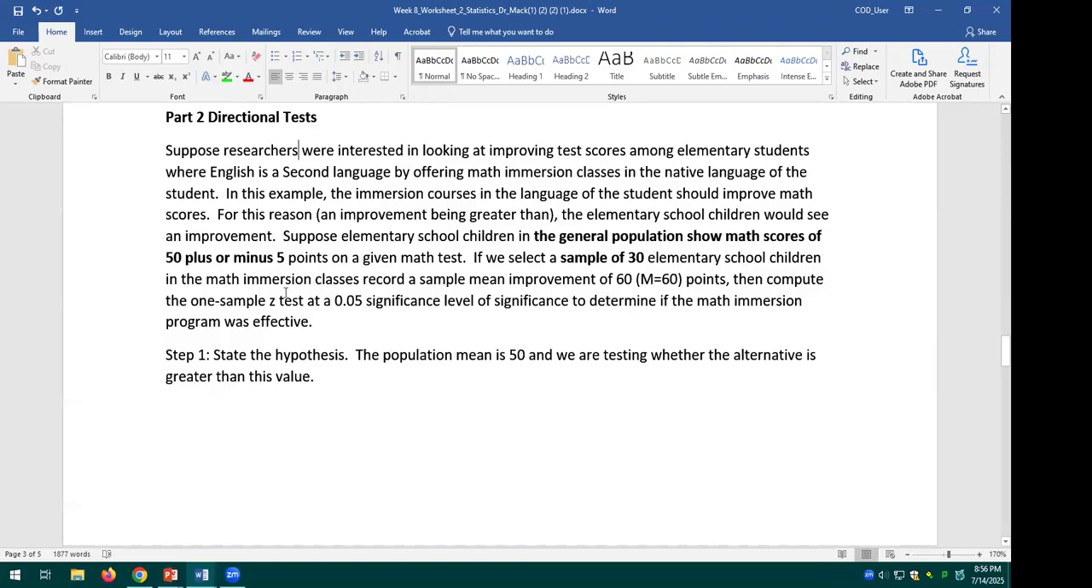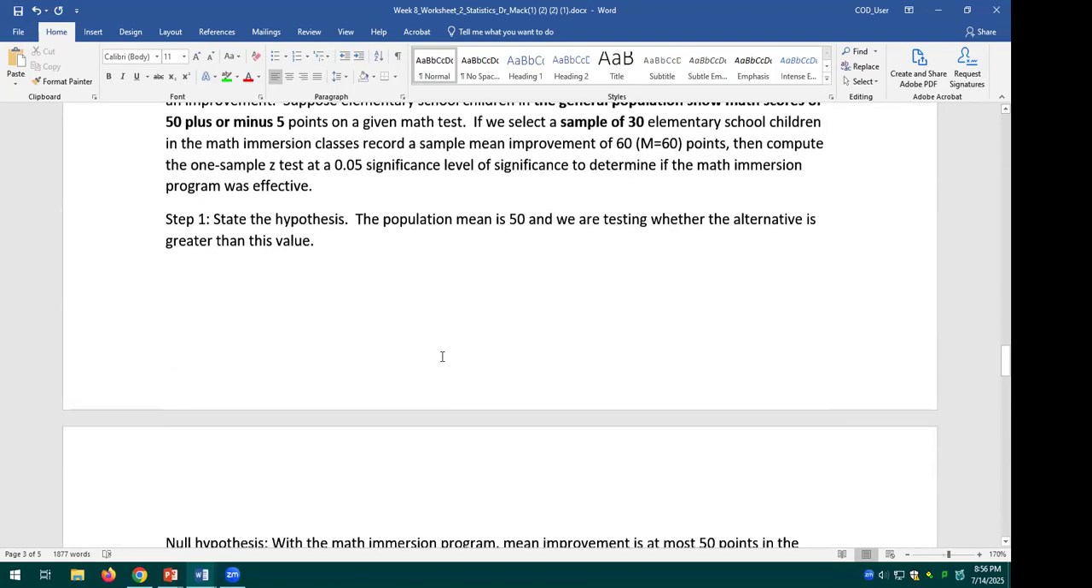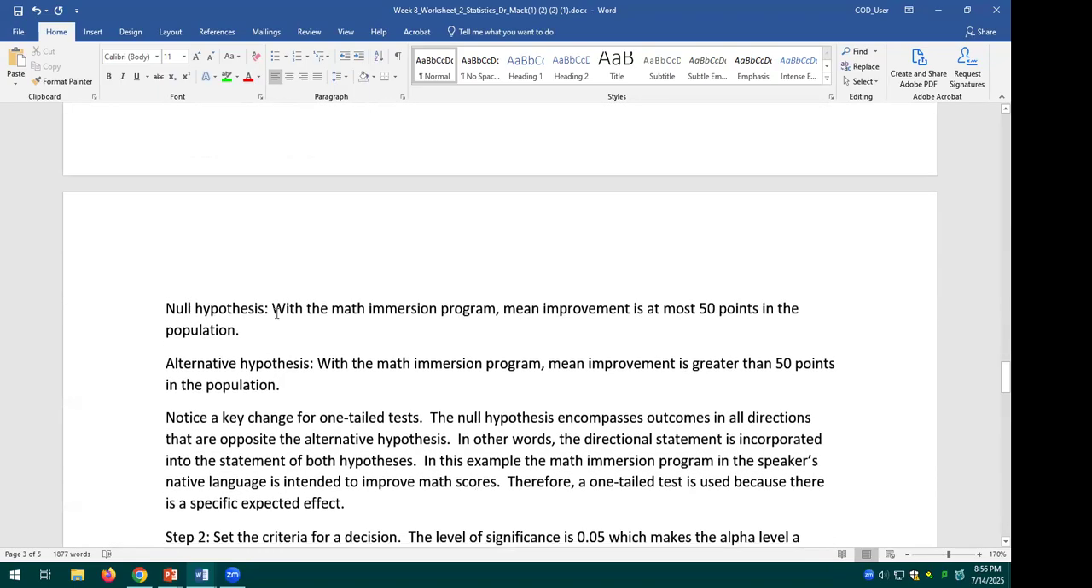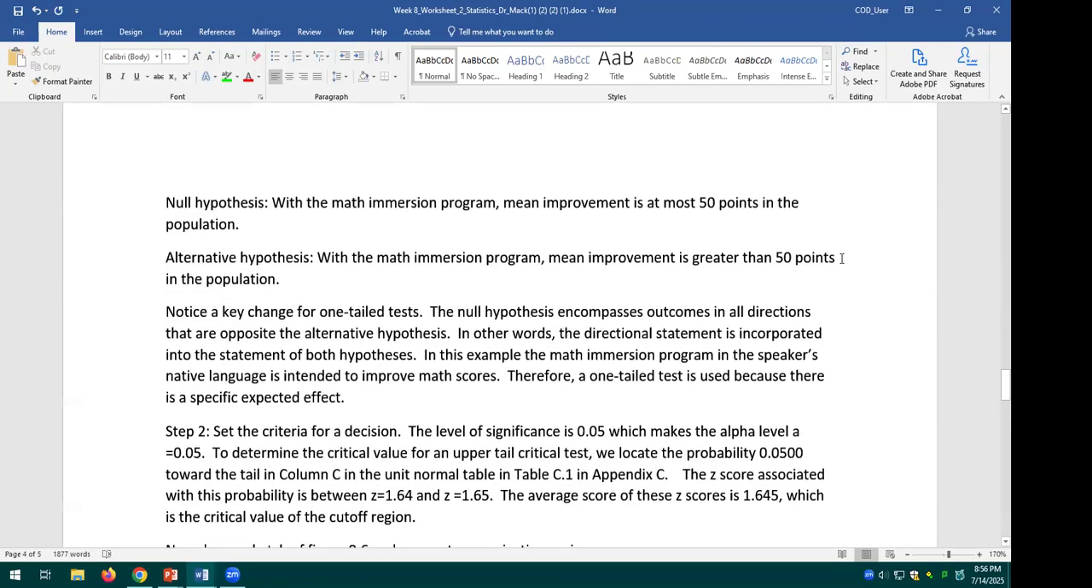Does that make sense? State the hypothesis: the population mean is 50, and we are testing whether the alternative is greater than that value. Null hypothesis: there's at most 50 points in the population. The alternative is greater than, because we're only interested in this direction now. It's either nothing's happened, so it's at most 50, or it's greater than. It's going to match our data or it's going to be greater.